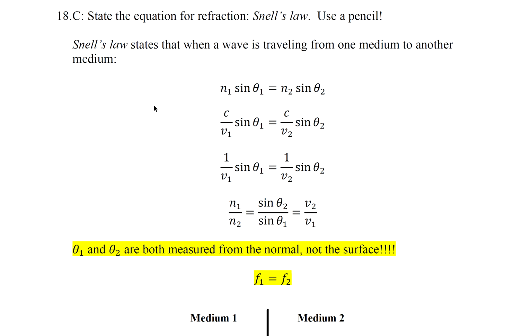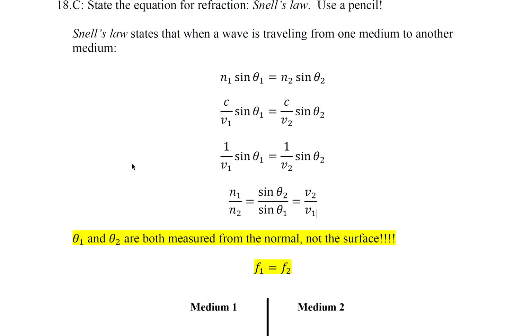Question 18. State the equation for refraction, Snell's law. Also draw an image, I guess. Snell's law states that when a wave is traveling from one medium to another medium, n1 sine theta 1 equals n2 sine theta 2. We know n is equal to c over v, so put c over v on both sides. Divide both sides by c, and now we have this relationship.